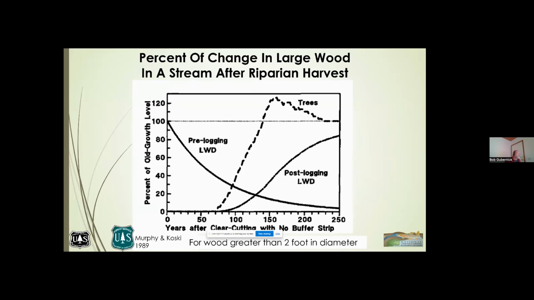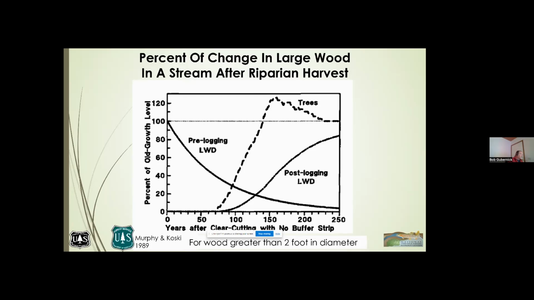And I really like this graphic here. On the Y ordinate, you have the old growth level as far as percentage of wood loading. On the bottom, you have years after clear cut. So you can see that before they logged, the stream was at 100%. And this is the wood that's already in the system. As time goes on, you are losing a percentage every year.